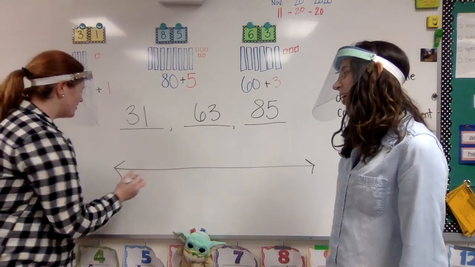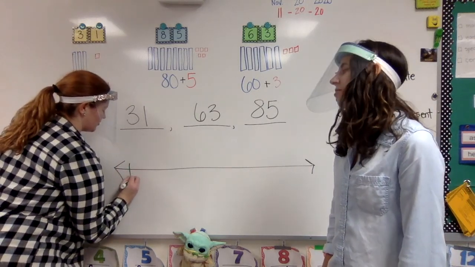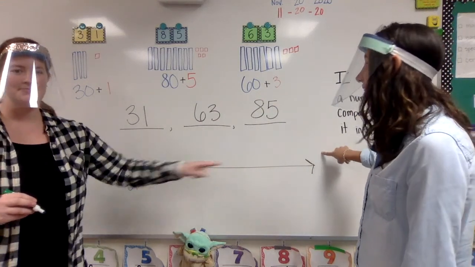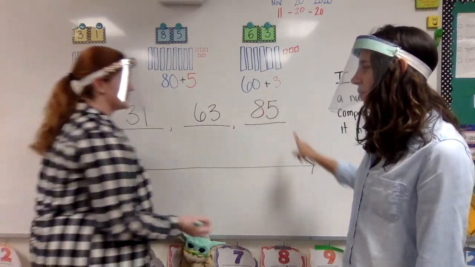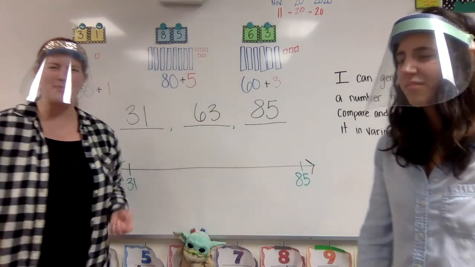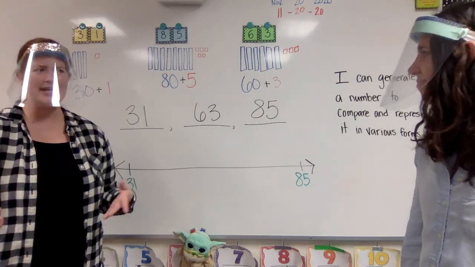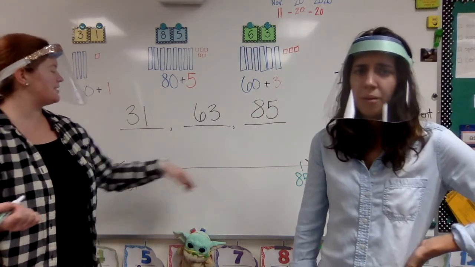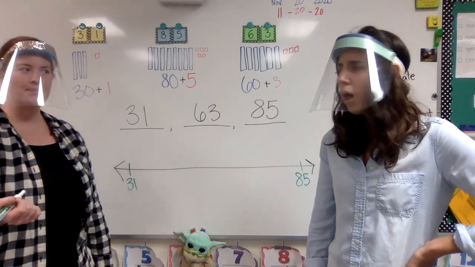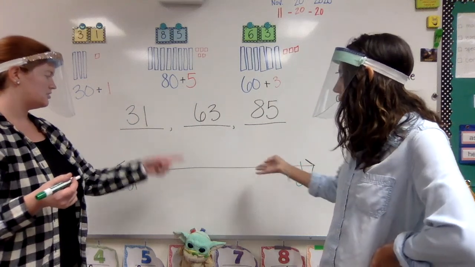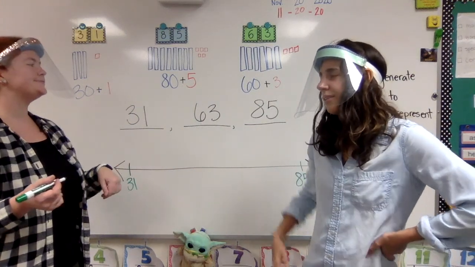Oh, that's going to be so easy. 31's going to come right here. Well, then I know that the greatest number goes on this side, and we already have the greatest number over here, so it would just be 85. Wow, that's really helpful, putting numbers from least to greatest and then putting them on an open number line. That's true. Oh, 63 is in the middle. Should I just put it in the middle? Well, we have to figure out if it's closer to 85 or 31.